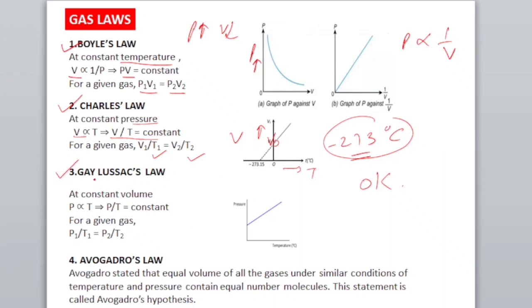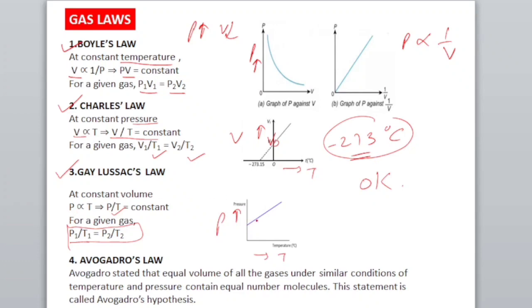Next, the third one is Gay-Lussac's law. What is the statement of Gay-Lussac's law? At constant volume, pressure is directly proportional to temperature. It means P by T is constant. For a given gas, P1 by T1 equals P2 by T2. This is the statement of Gay-Lussac's law. It means at constant volume, on this side is pressure and on this side is temperature, right? So this is a direct relation.